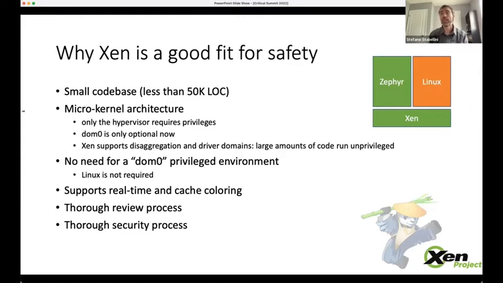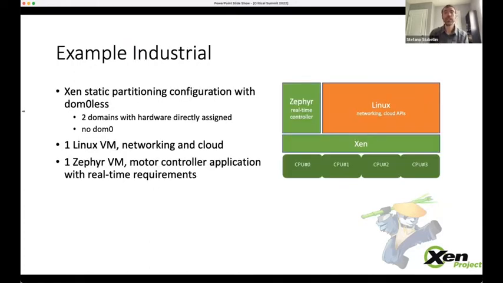So the end result is that a large amount of your code doesn't need to be safety certified any longer, because it's not privileged over the system, and not privileged over any of the critical functions. Xen can support real time in terms of interrupt latency and also cache isolation, as we'll see later, and has a very thorough code review process as well as security process, which are very important for safety. This is an example of how Xen can be used in a safety environment, and it's already used in similar environments that don't have safety requirements today. So you have the critical application running on Zephyr, which is, for instance, a real-time remote controller of a robot application.